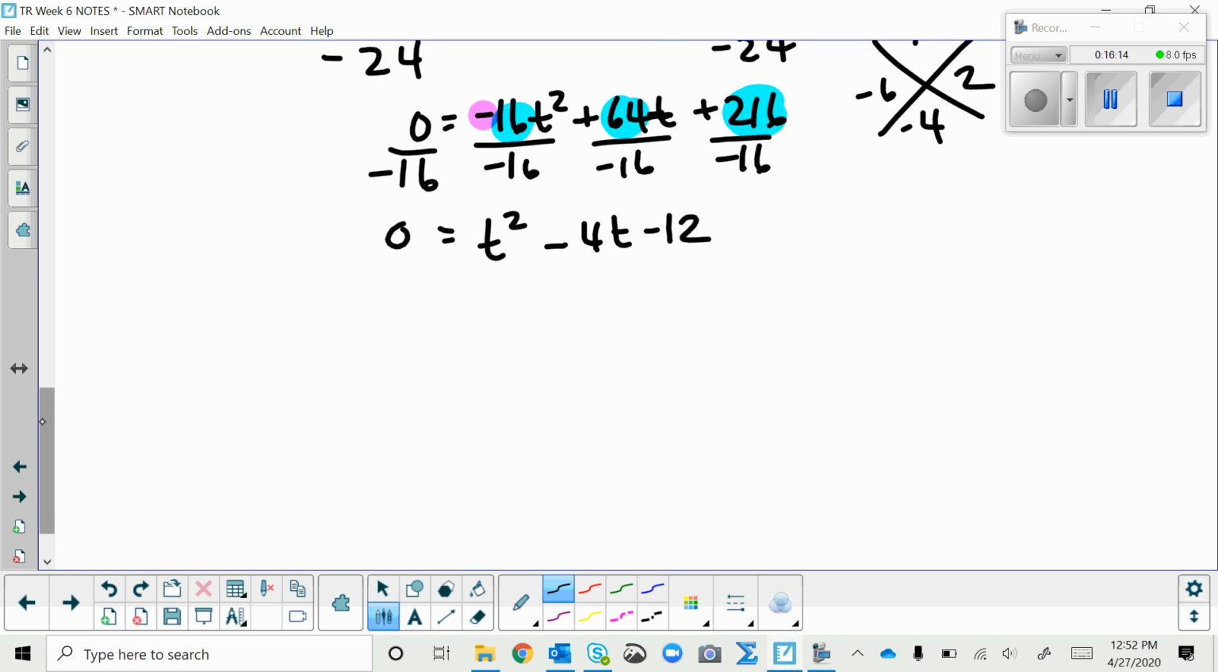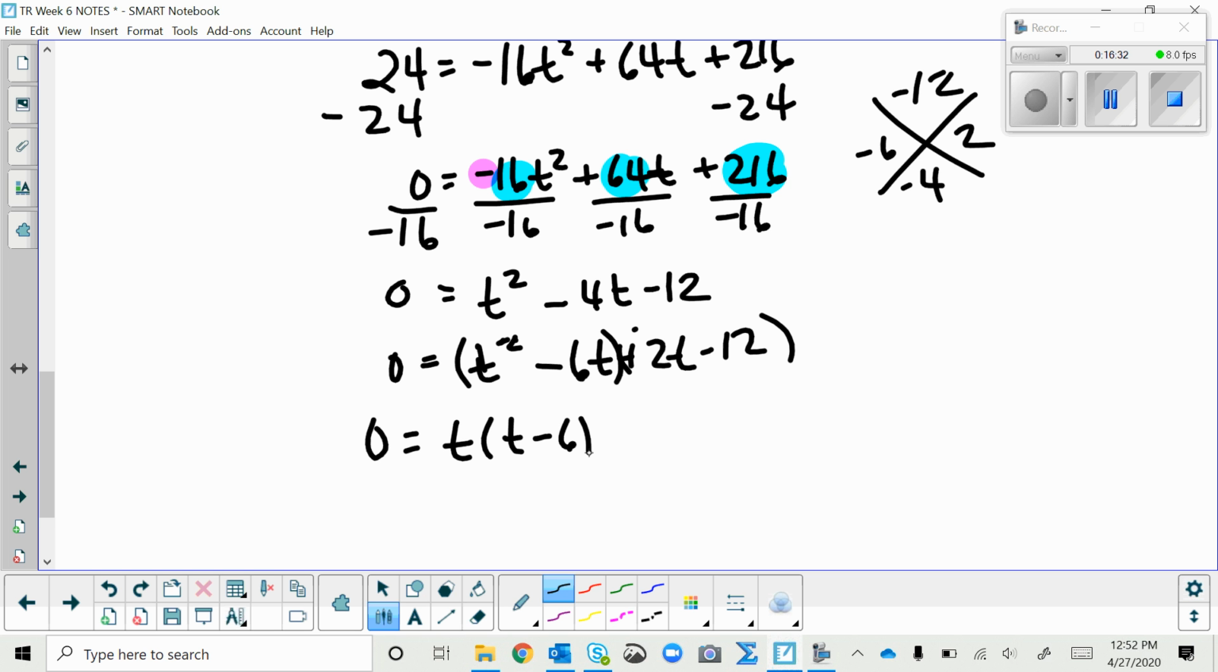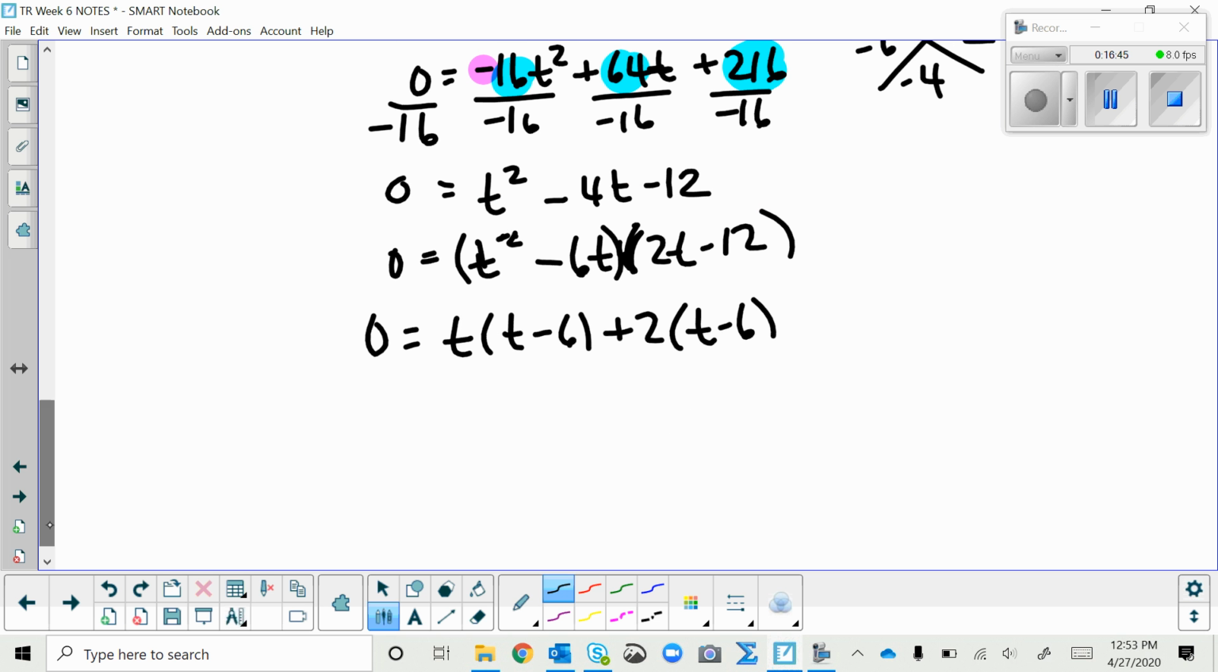So I will rewrite the middle term with those two numbers. Grouping next. The first group has a t in common, so I have t minus 6. The second group has a 2 in common, leaving me t minus 6. Now the two groups have t minus 6 in common, leaving me t plus 2.